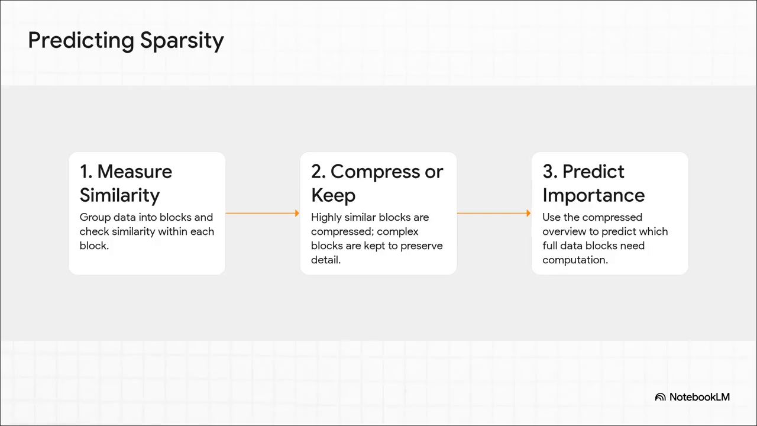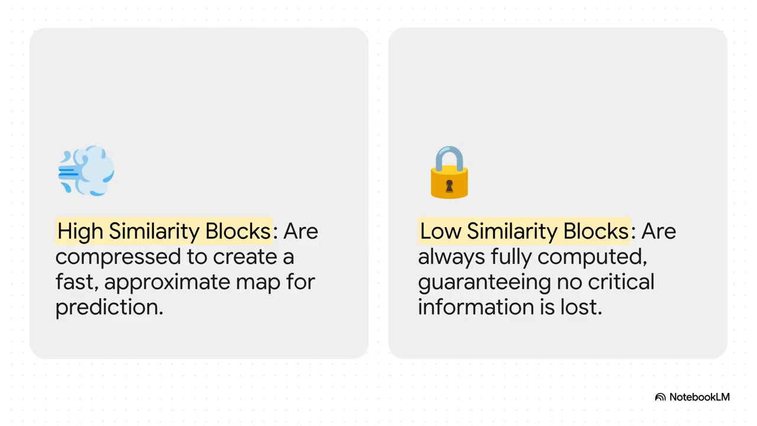So here's how it works, and it's a really neat three-step process. First, it breaks the data down into little blocks and checks how similar the stuff inside each block is. If a block is really repetitive, it gets compressed down into a single summary. But if it's complex and full of detail, it gets left alone. Then, it uses that quick compressed overview to predict which of the full detail blocks are actually important enough to spend time on. And the magic word here is selective.